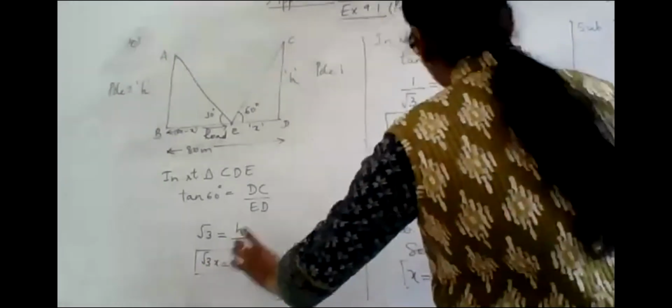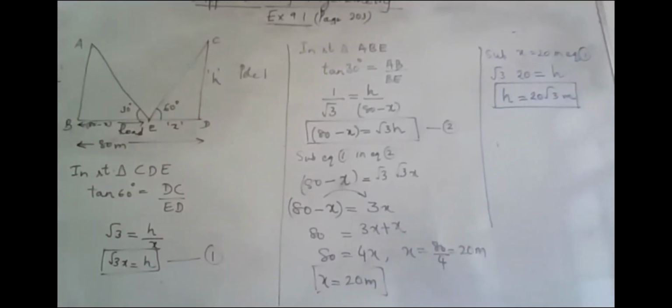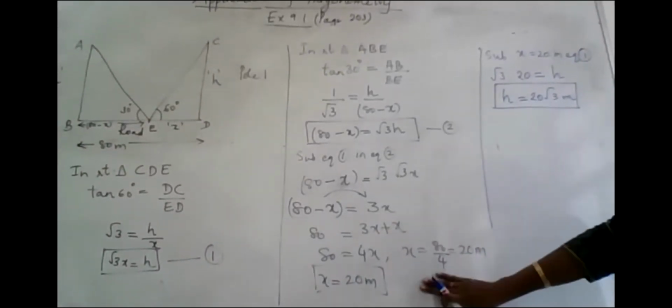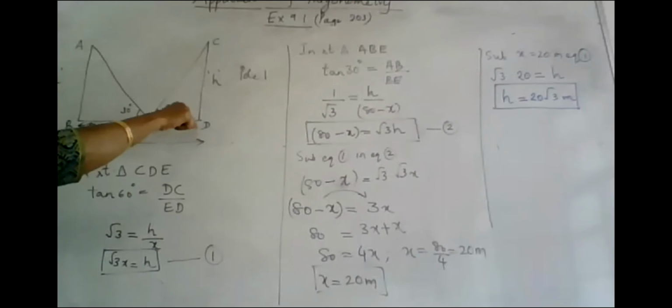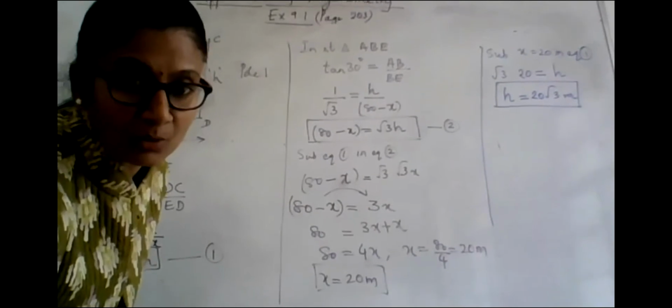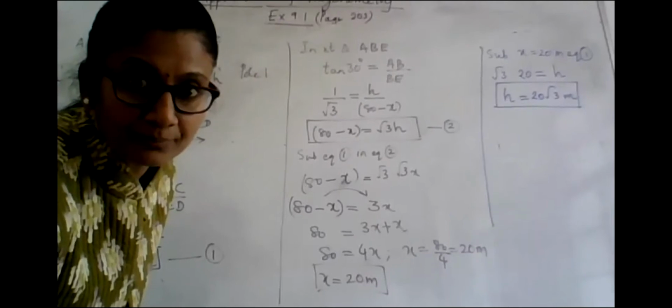In equation 1, in that place of x you put 20. So root 3 times 20 equals your h, or your h equals 20 times root 3 meters. So you got your h also. So your h will be 20 times root 3. So both the values you have got. These were the two unknown values, that is x and h. So the height of both the poles are equal and hence each of them will be equal to 20 root 3.